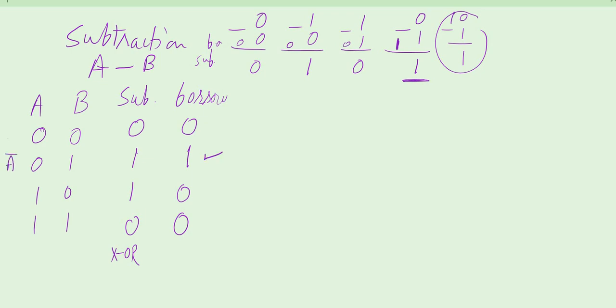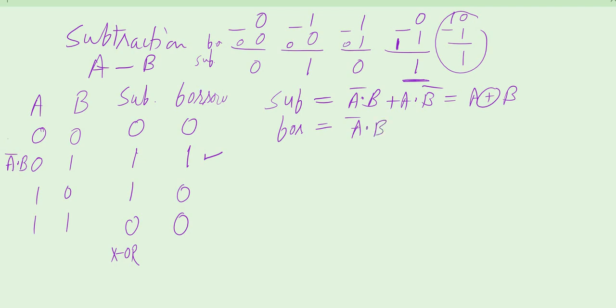This minterm is A bar B, where the borrow is 1. So again we can write that subtraction is equal to A bar B plus A B bar, which is nothing but the XOR gate, and borrow is equal to A bar B. So let's draw the circuit diagram for this. It will again need one XOR gate to generate the subtraction and one AND gate to generate the borrow. This will generate subtraction, and this will generate borrow.